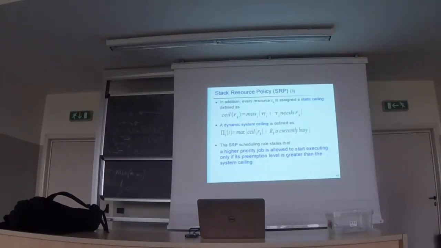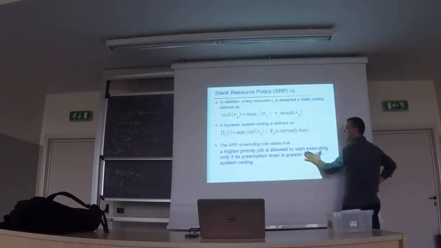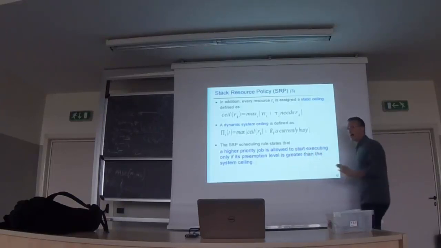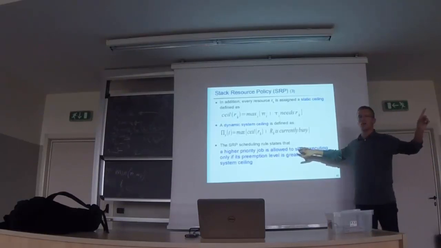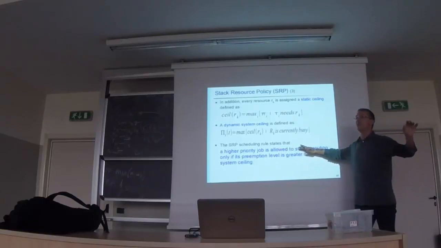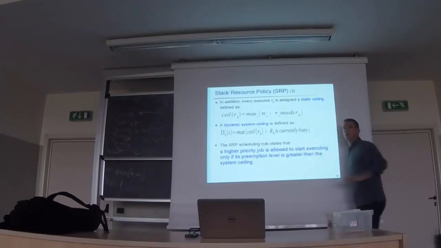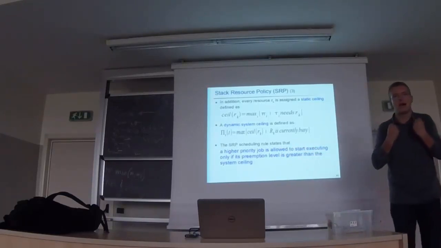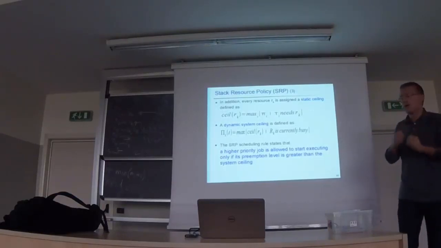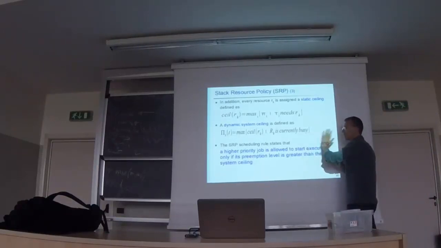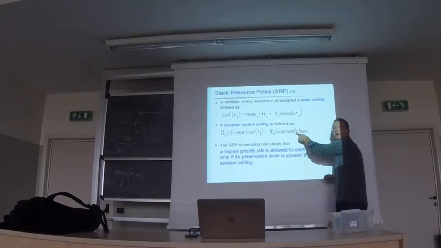Then the SRP states that a higher priority job is allowed to start executing, not accessing a critical section, like in the PCP. In the priority ceiling, our rule was something like a task is allowed to enter a critical section. No, here I say a higher priority job is allowed to start executing. So I preemptively blocked my higher priority tasks. I ceiling blocked them. They are not even allowed to start. They are allowed to start only if their preemption level is greater than this ceiling.